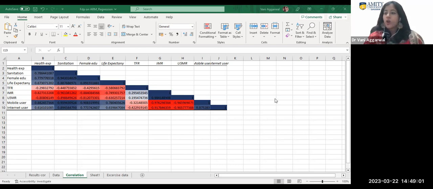Color combination is also important. For example, if you select green and red, or green and pink, it is not that appealing. Blue and pink go side by side, yellow and green go together. So when you are using colors, make sure you are using the right combination to make the graph appealing.